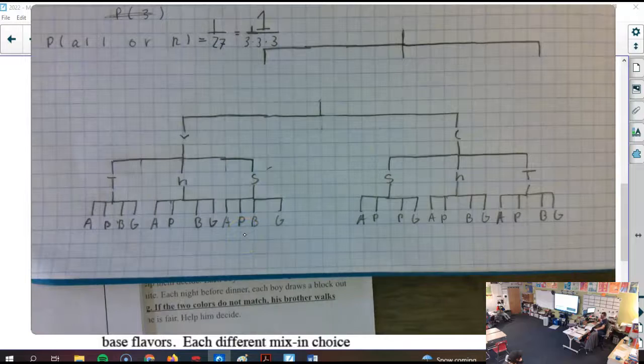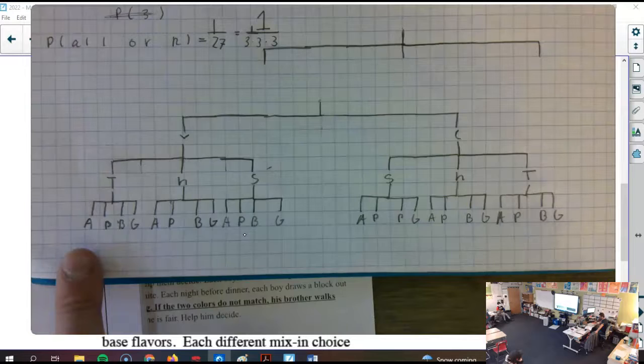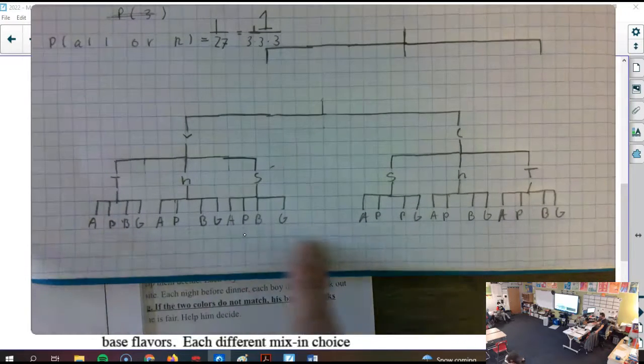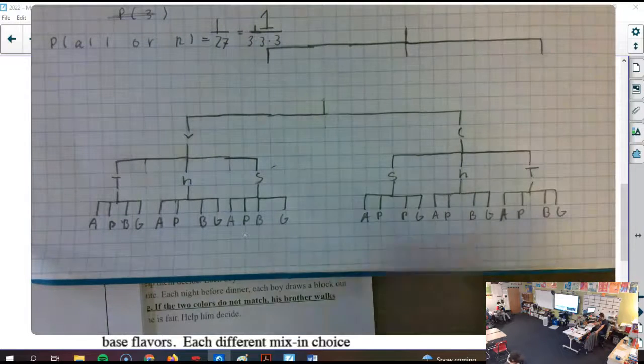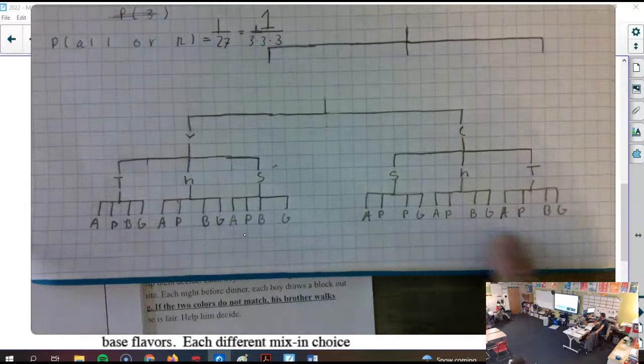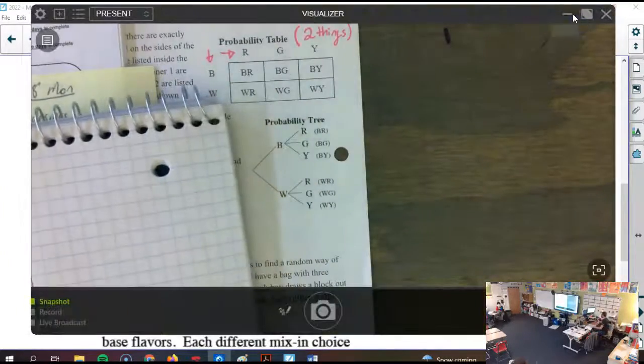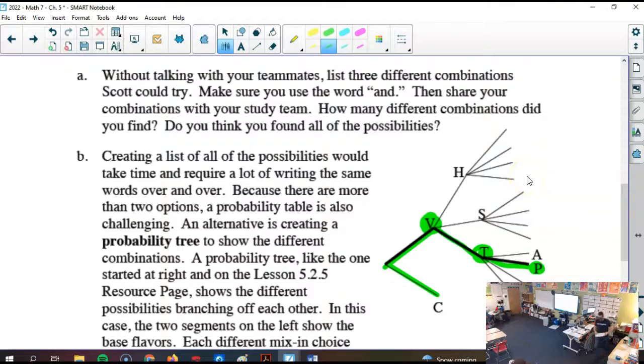I'm not saying what anyone did was wrong, because as I walk around, everyone's got good stuff on their paper. But Aiden's is a bit cleaner because I can look right at the bottom row and just count how many ice cream possibilities are there. So try to count on your paper in this final layer how many possible options are here. It's a lot. Yeah, and some people have already started shouting it out. It is a lot. It is 24.